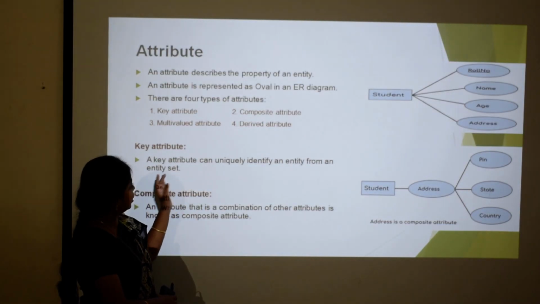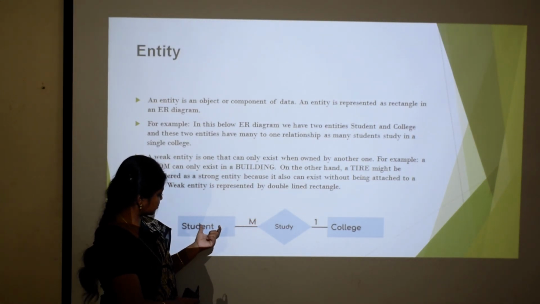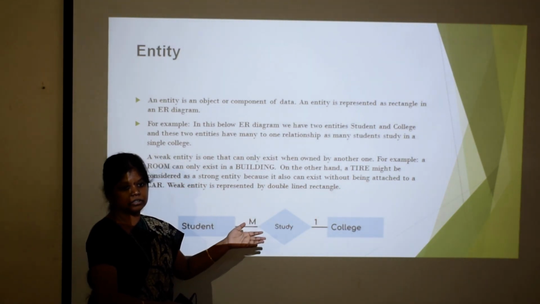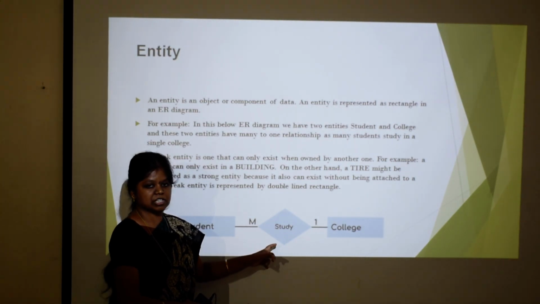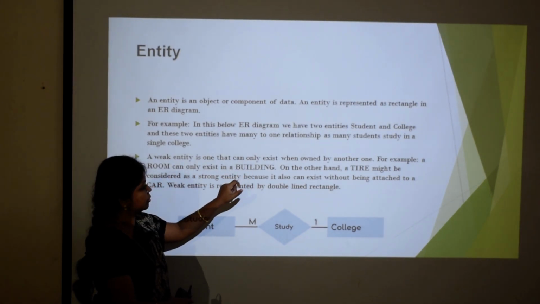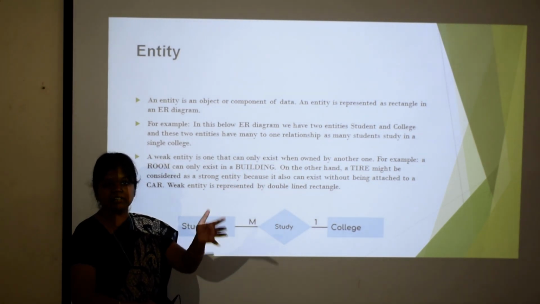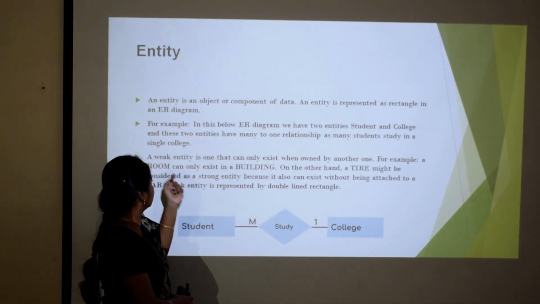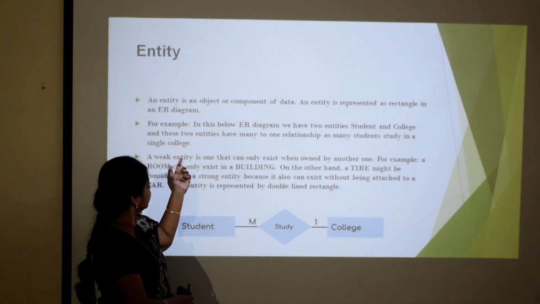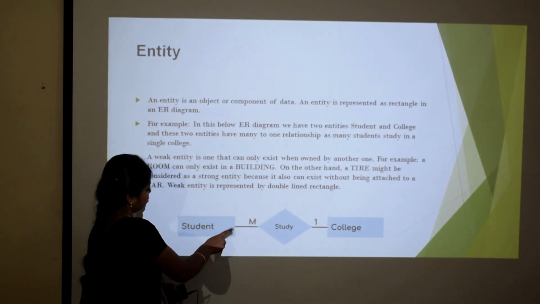And one more thing, weak entity set. What does weak entity set mean? See here, student entity and college entity are the main entities. They are not dependent, except on the relationship study. But look here: room is one entity and building is one entity, and the room should be present inside the building. Room is not an independent entity. It is dependent on the building. So that is called a weak entity. You should represent it with a double-lined rectangle.